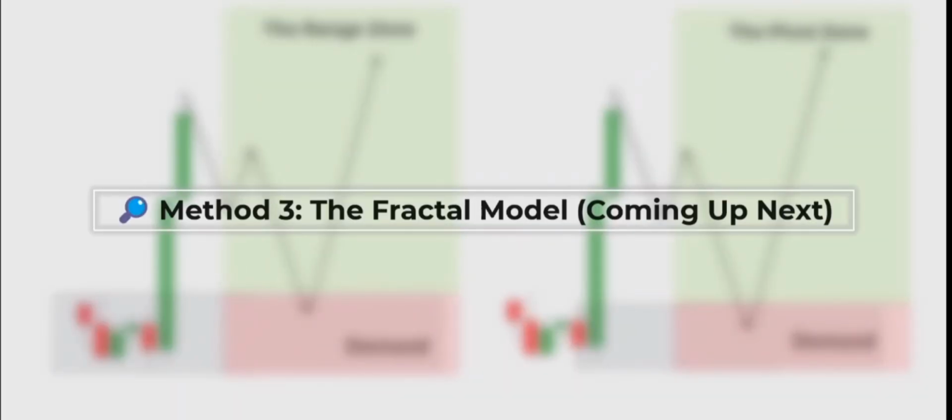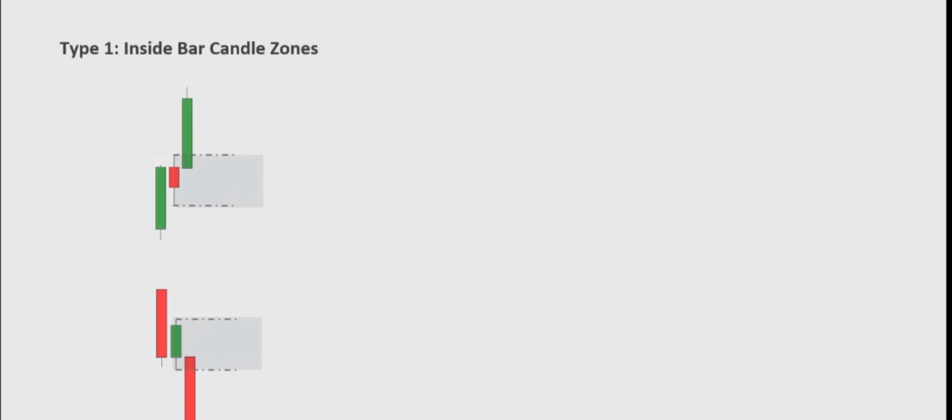The third method for drawing supply and demand zones is the fractal model. This method zooms in on how price behaves within candles, and it's divided into 3 powerful types. Type 1: inside bar candle zones. This one shows up during strong expansion moves, where price is aggressively pushing, but suddenly stalls. You'll spot a candle that doesn't break the high or low of the previous candle. That's your inside bar, and what it's actually showing you is a range or consolidation on the lower time frame.